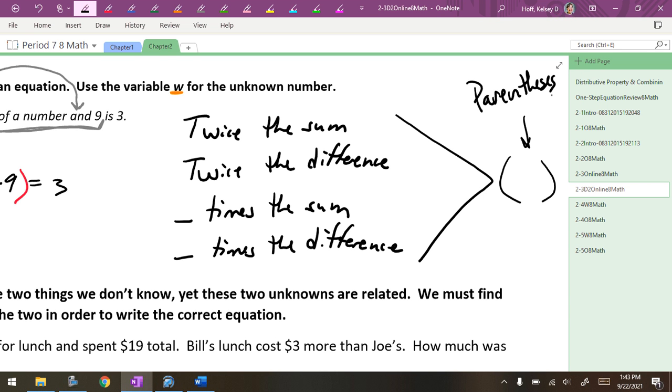So the new piece of today is sometimes you're going to have parentheses, sometimes you're not, and you have to be able to identify each of those situations. Okay? All right.